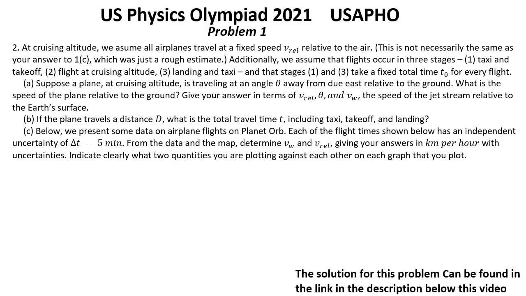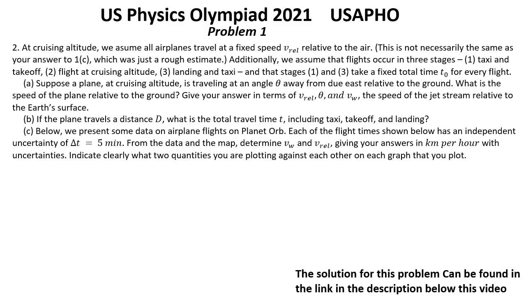Question A. Suppose a plane at a cruising altitude is traveling at an angle theta away from due east relative to the ground. What is the speed of the plane relative to the ground? Give your answer in terms of v-rel, theta, and vw, the speed of the jet stream relative to the Earth's surface. Question B. If the plane travels a distance d, what is the total travel time t, including taxi, takeoff, and landing?